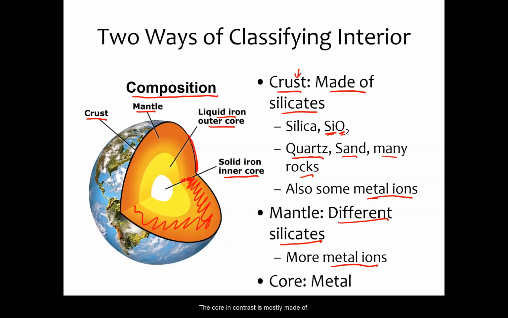The core, in contrast, is mostly made of metal. It's not silicon and oxygen, but it's mostly metals like iron and nickel and some accessory stuff, 1 or 2% of some other things that scientists are still not entirely sure what it is, but there are ideas that carbon could be important, or sulfur, or maybe some other metals that are important in that core.